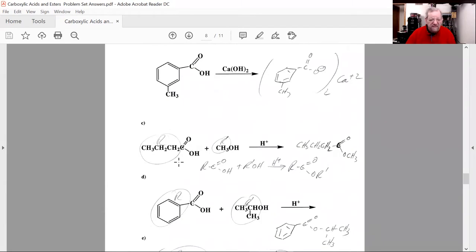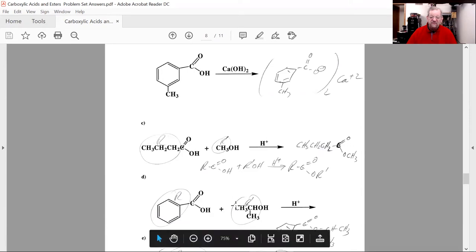If we look at this one, C, what do I have here? Carboxylic acid. What do I have here? Alcohol, acid catalyst. What do you get? An ester. Remember, the carbon with the hydroxyl group will be the carbon bonded to the oxygen in the ester. And also always remember, do you break carbon-carbon single bonds? No, you never break carbon-carbon single bonds.